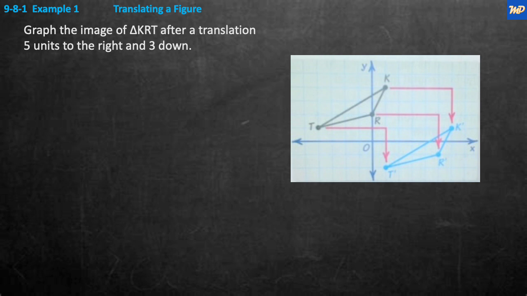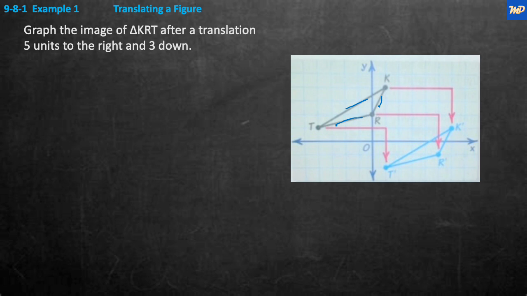So in example 1, we're going to translate a figure, and the figure that we're translating is this triangle KRT. It's this one right here. We're going to move it 5 units to the right and 3 units down. That's a translation. Moving it to the right or to the left, up, down.